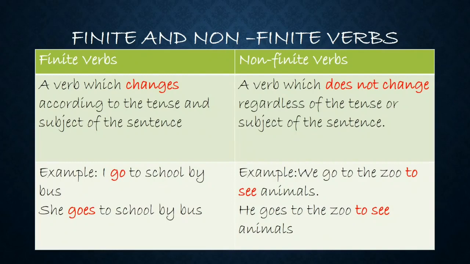A finite verb is a verb which changes according to the tense and subject of the sentence, and a non-finite verb is a verb which does not change regardless of the tense or subject of the sentence. In the examples given on the screen, I go to school by bus. She goes to school by bus. The verb go undergoes a change and therefore is a finite verb.